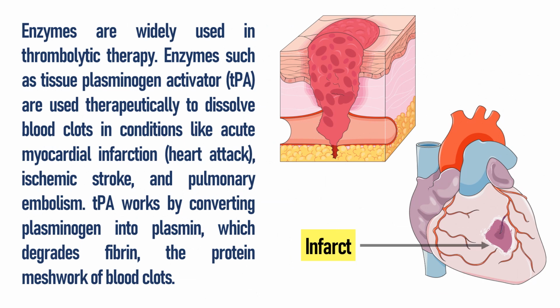Enzymes are widely used in thrombolytic therapy. Enzymes such as tissue plasminogen activator are used therapeutically to dissolve blood clots in conditions like acute myocardial infarction, ischemic stroke, and pulmonary embolism. TPA works by converting plasminogen into plasmin, which degrades fibrin, the protein meshwork of blood clots.